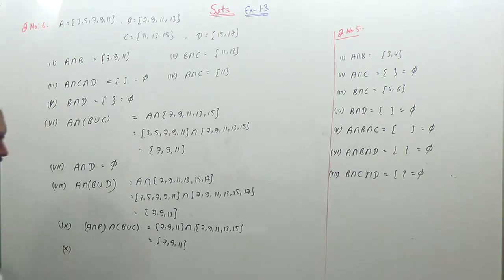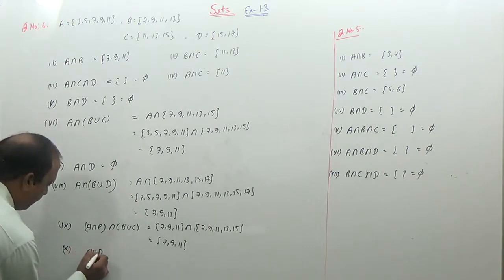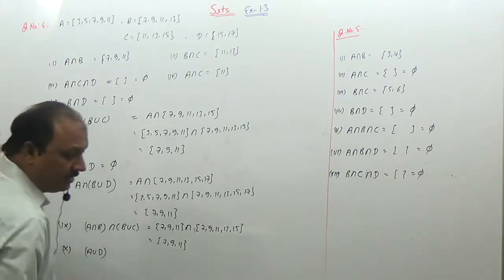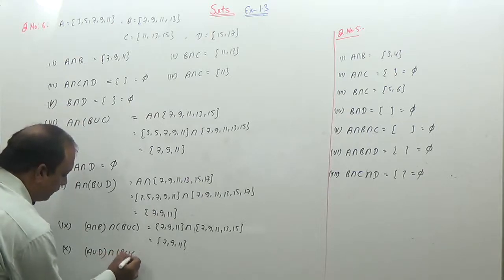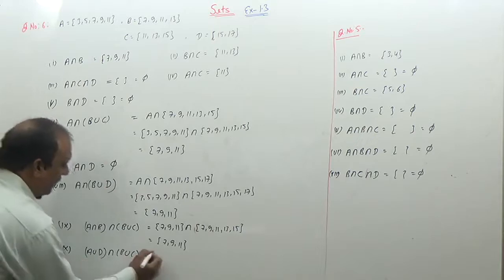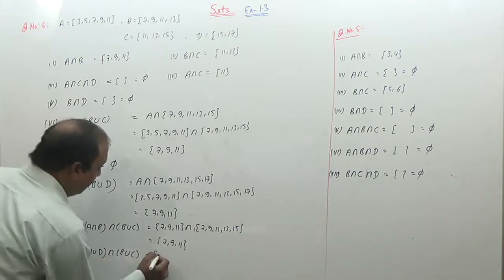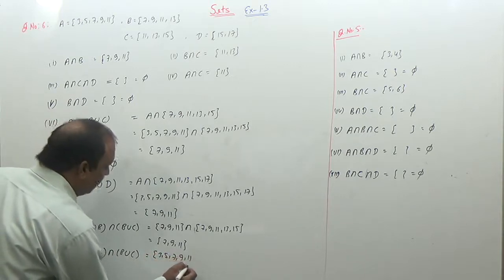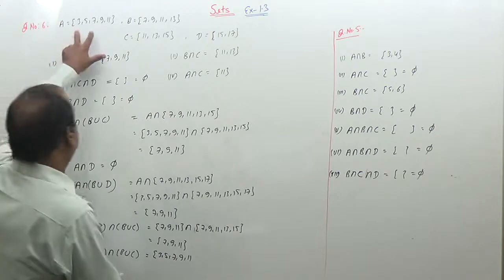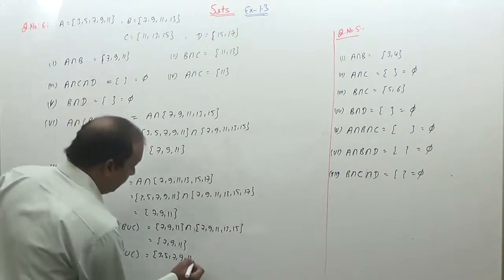10th is find A union D and intersection B union C. So first of all, find out A union D, which contains all elements of A as well as D. So 3, 5, 7, 9, 11, all these elements of set A, and write down all elements of set D. D is 15 and 17.